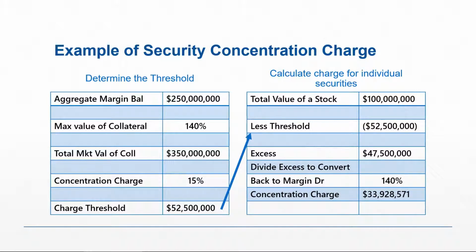Now, if you have any one issue of a security that is used as collateral for the margin accounts, and it's greater than 52.5, then you're going to be taking a charge on it. In this particular example, we have one that's 100 million. We subtract off the threshold of 52.5, and that gives us an excess of $47.5 million. Now, $47.5 million is not the total amount we're going to exclude from the reserve calc. We have to convert that back to the margin debit balance, and you do that by dividing by the 140% that you multiplied the aggregate margin balance with originally, and therefore your concentration charge, the amount you're going to subtract, is approximately $33.9 million.